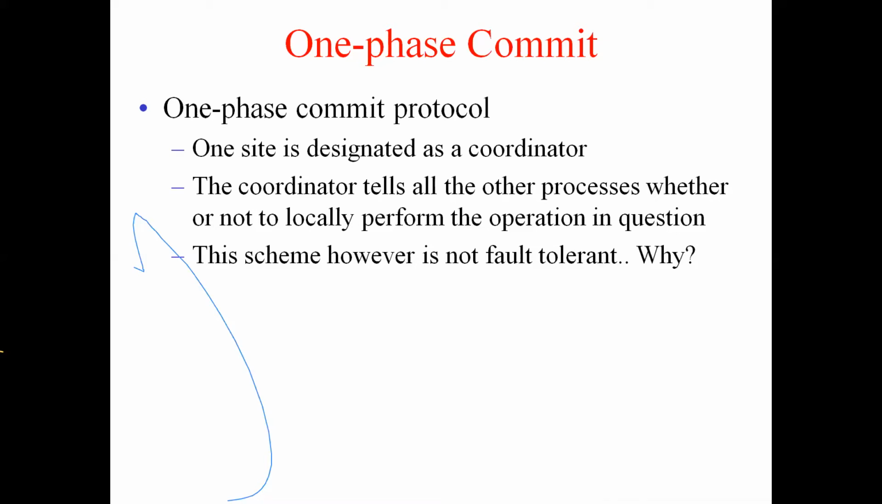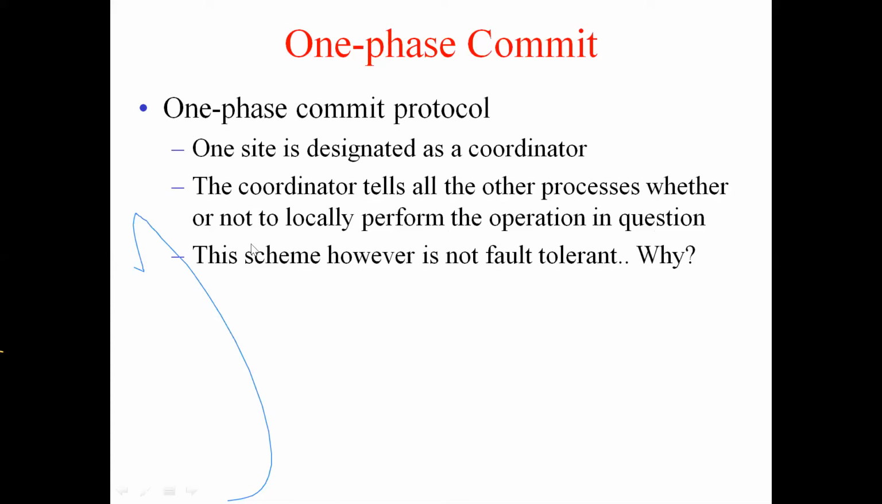How is that designated as a coordinator? We have seen some election protocols, so any algorithm can be used to select one of the sites as a coordinator. Now, one phase means only one round of messages. The coordinator tells all the other processes whether or not to locally perform the operation in question. That means whether to commit or not to commit. So there is one coordinator, and the coordinator has told everyone commit or not commit.